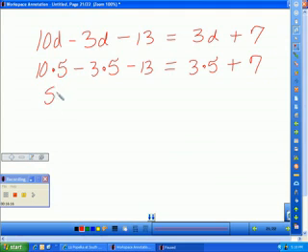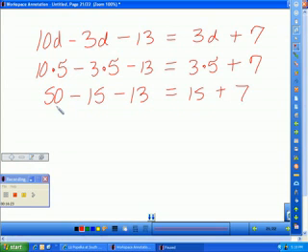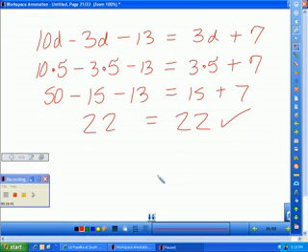10 times 5 is 50, minus 3 times 5 is 15, minus 13 equals 15 plus 7. 50 minus 15 is 35. 35 minus 13 is going to be 22. 15 plus 7 is also 22. Because both sides match, I know that I did it right.